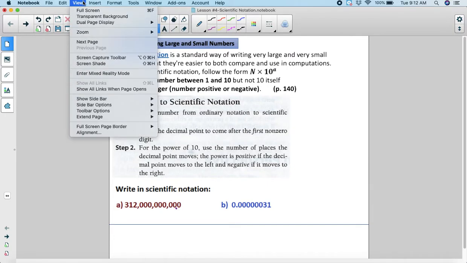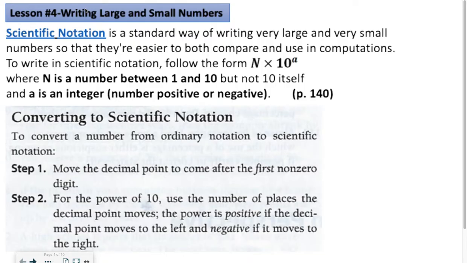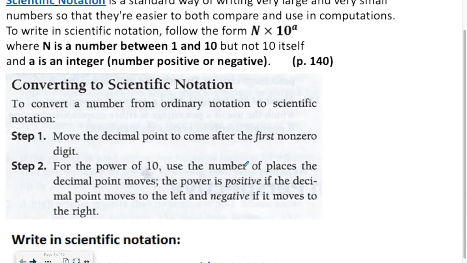Scientific notation. Scientific notation is a way of writing very large or very small numbers so that they're easier to compare and to use in computations. The goal of scientific notation is to get our form to be where you have some value n times 10 raised to a power, and this n value has to have a value in front of the decimal to be 1 through 9. So if you can remember 1 through 9, that's going to be very easy.